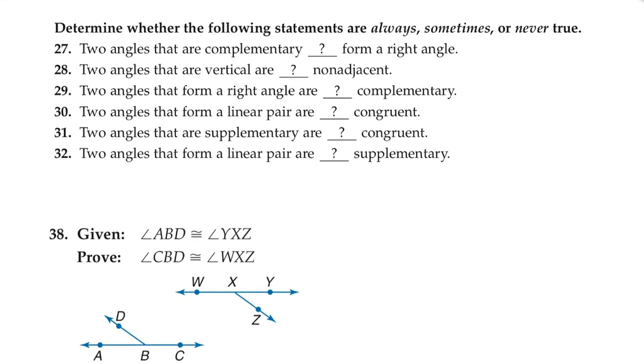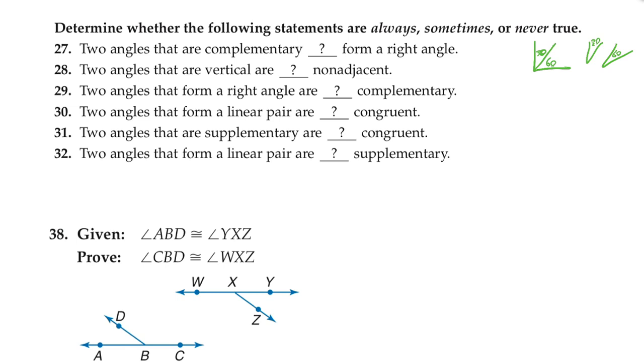All right, my favorite type of problem, sometimes, always, never. Okay, let's see, two angles that are complementary form a right angle. Ooh, tricky, classic problem here, right? The loophole here is, yes, of course they can. Here's two complementary angles that do, 30 and 60. Yes, they do, but they could have been 30 and 60 apart. So no, they don't have to form a right angle.